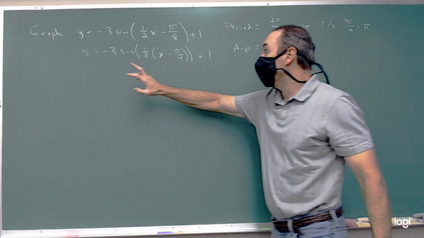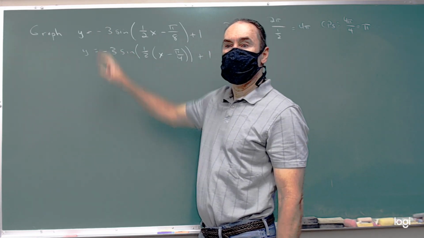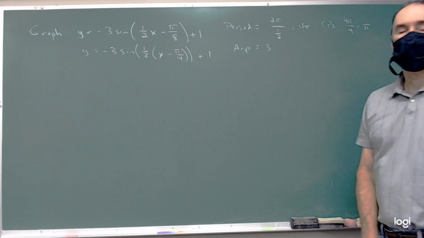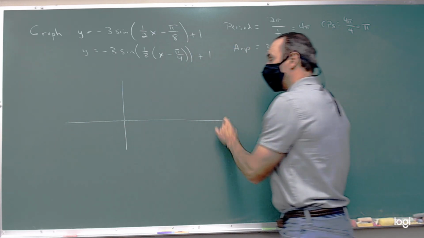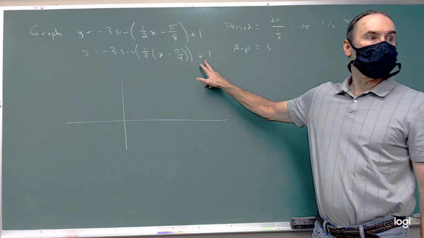But let's get the amplitude. The amplitude is the absolute value of what we call A, the thing multiplying the sine curve. And so our amplitude is going to be 3. Now we're ready to start the actual graphing process. So this has been translated vertically how much?